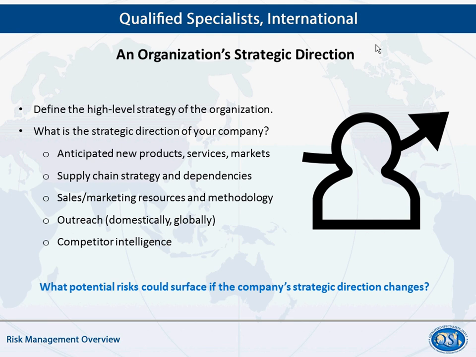So outreach, we talked about, like domestically or globally, and even competitor intelligence, right? What are your competitors doing in those areas? Are they successful? So you might be able to handle risk through competitor intelligence. So think about what potential risks could surface if you change your strategic direction. That might be a good time to sit down with the cross-functional teams.